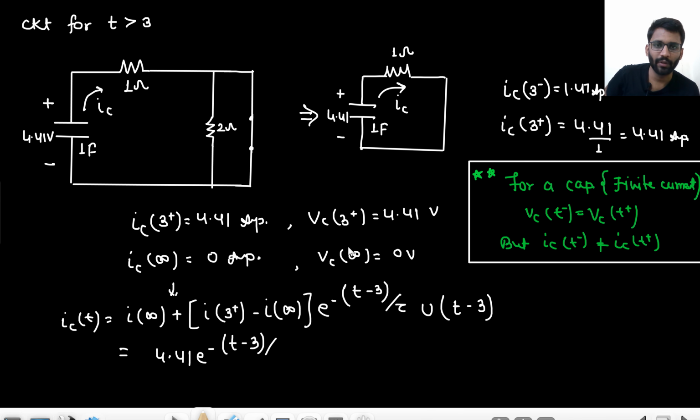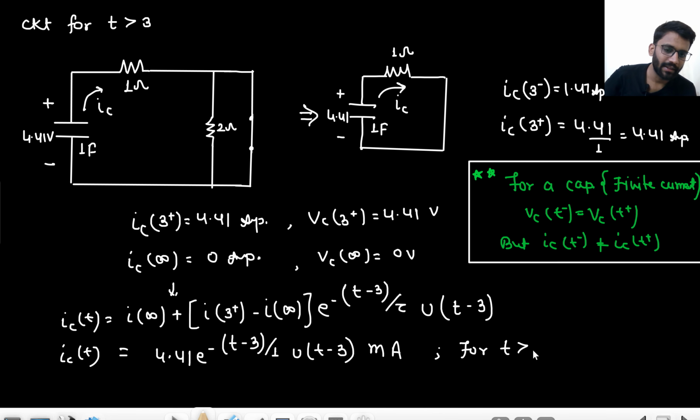Tau value is different now. Tau value is 1, and the source is u(t-3) milliampere. Now this is your i_C(t) for t greater than 3 seconds, right?